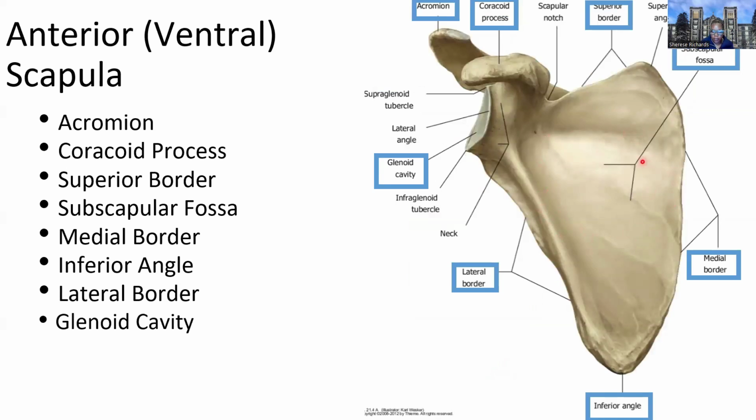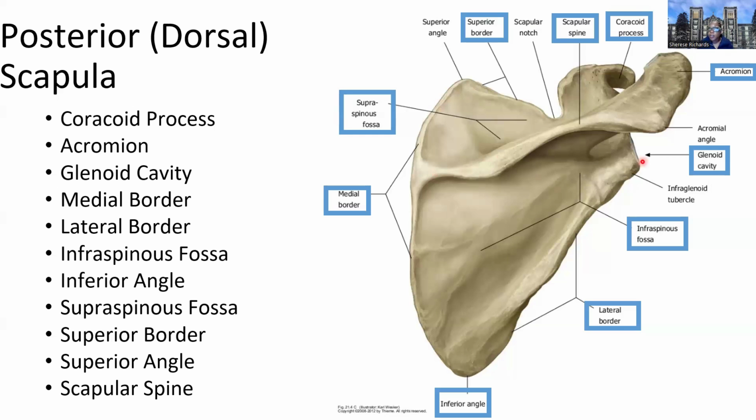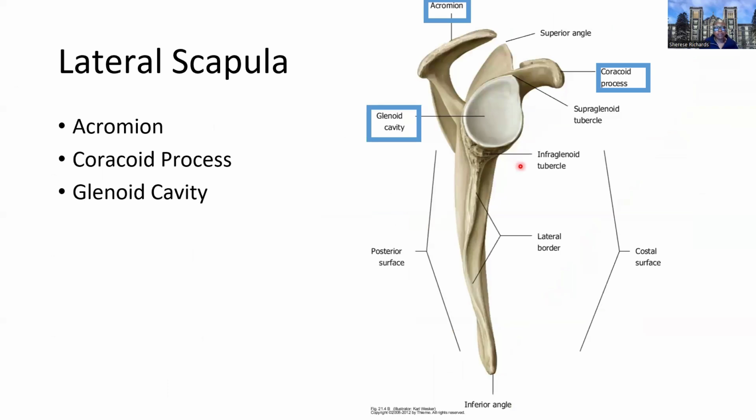So these three fossae are going to be the location of muscles. We'll talk about the subscapular muscle in the subscapular fossa, the supraspinous muscle in the supraspinous fossa, and the infraspinous muscle in the infraspinous fossa. So connecting it with the muscles that will be found in these spaces can really help you remember the three of them. Let's look at a lateral view of the scapula.